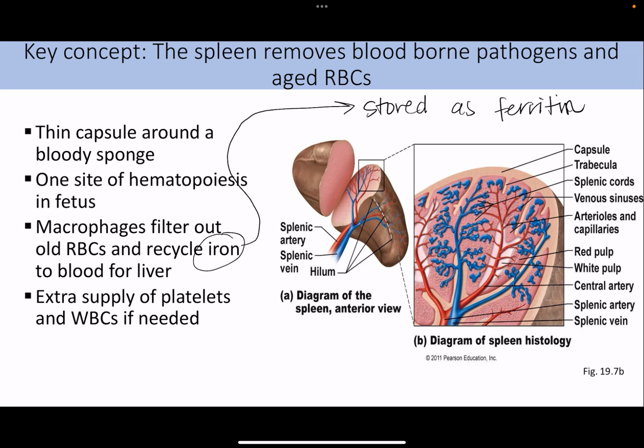Okay. So extra supply of platelets and white blood cells if needed. Mostly it's going to be monocytes. But monocytes are so helpful. They're very nonspecific, so they can really fight off anything.